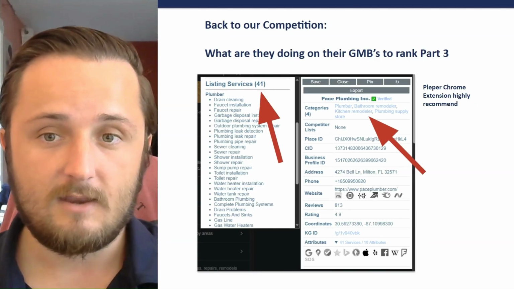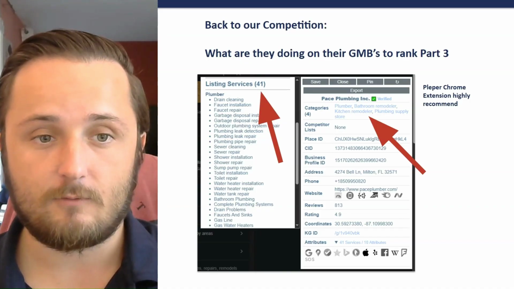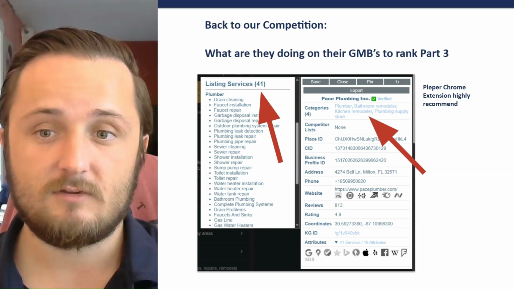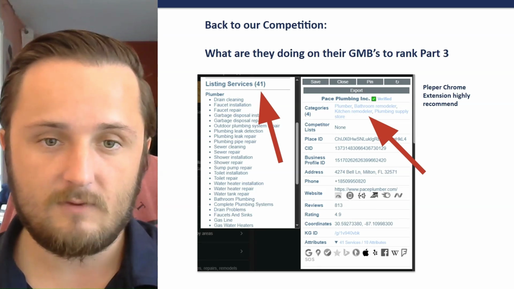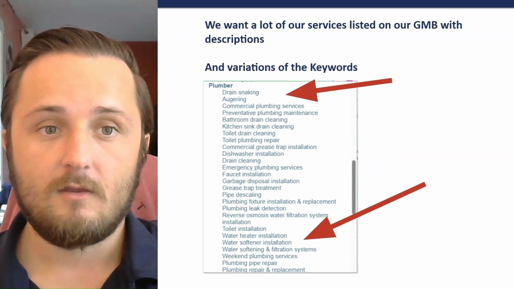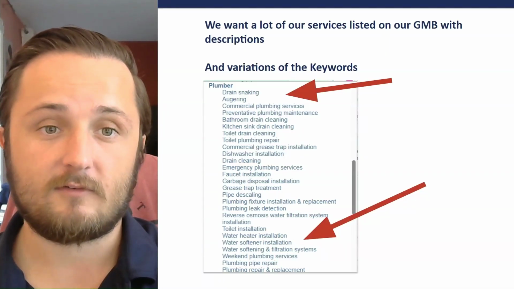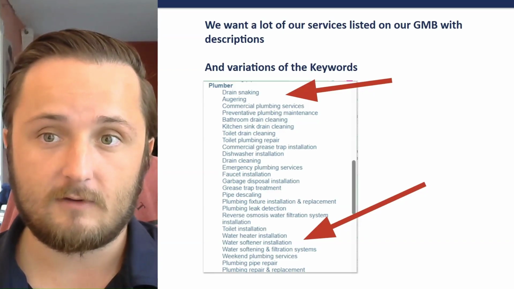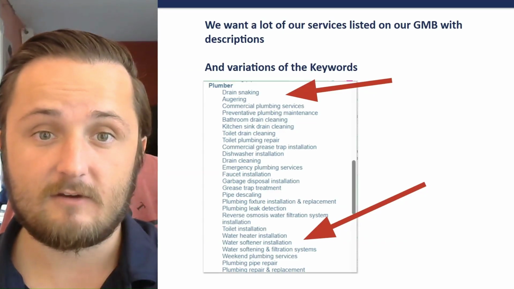So now we're also going to look at their services and their categories. You can see here, using this Plumber Chrome extension, which I highly recommend, we can see way more information on this profile. Now we can see that they have 41 services listed. So we want a lot of services listed on our Google My Business profile too, with descriptions and variations of the keywords.